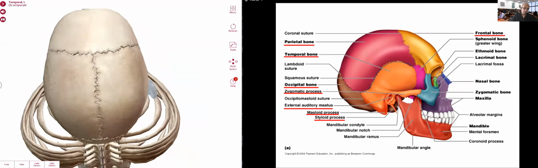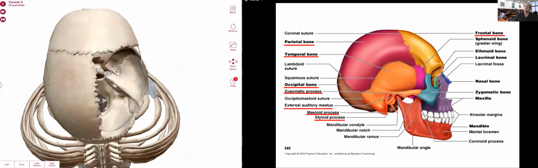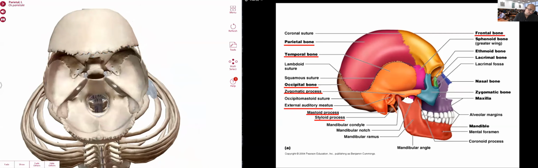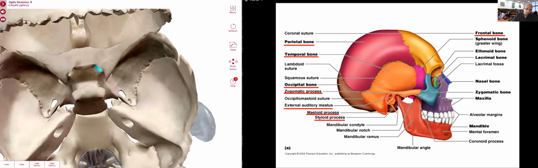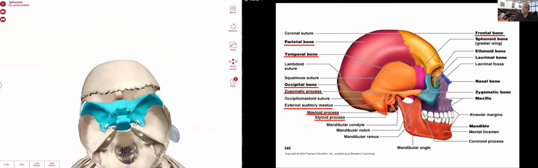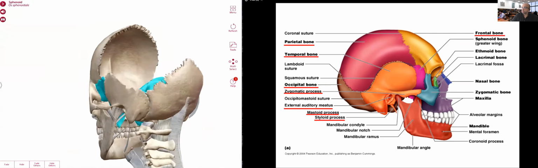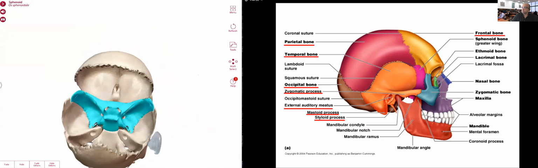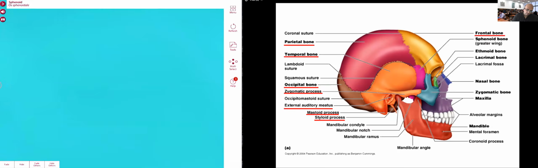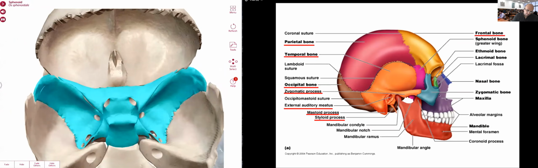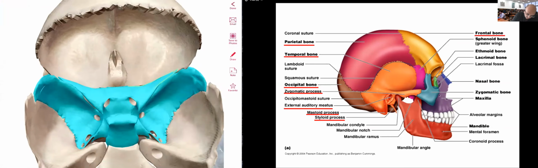If I open the skull, so we'll hide the parietal bone, I will see this butterfly-shaped bone on the inside of the skull. You see on here, this butterfly-shaped bone has two small wings, you see? And two large wings.